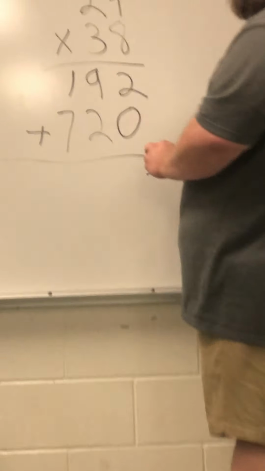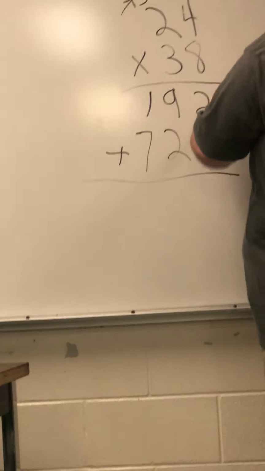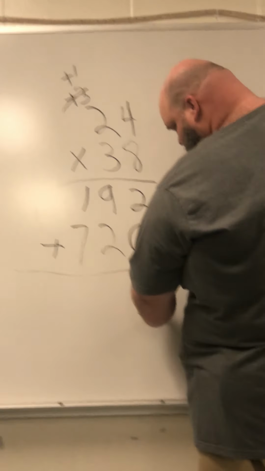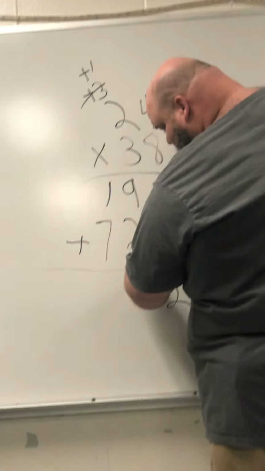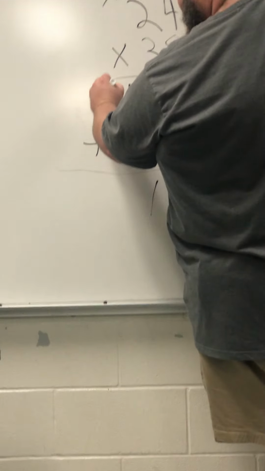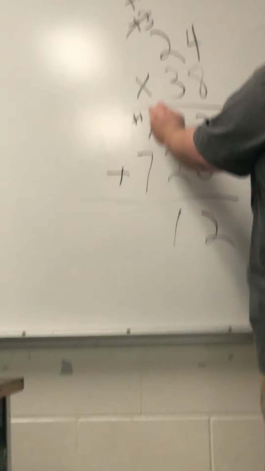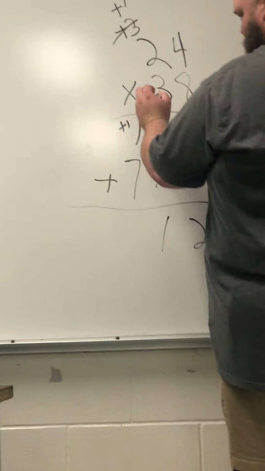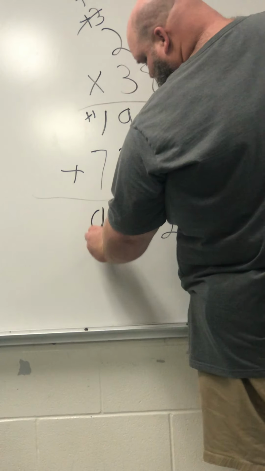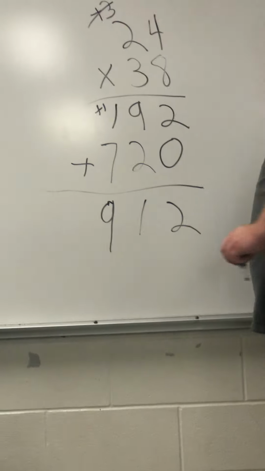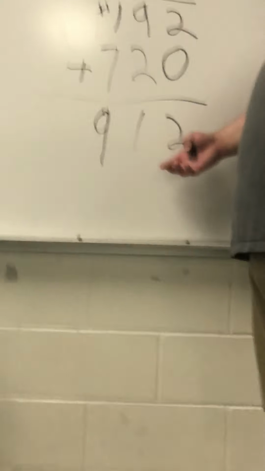So now we're going to add 2 plus 0, 2. 9 plus 2, 11. Put your 1. Don't forget to regroup this 1. 7 plus 1 is 8. Plus that one is 9. So our answer is 912. The product of 24 times 38 is 912.